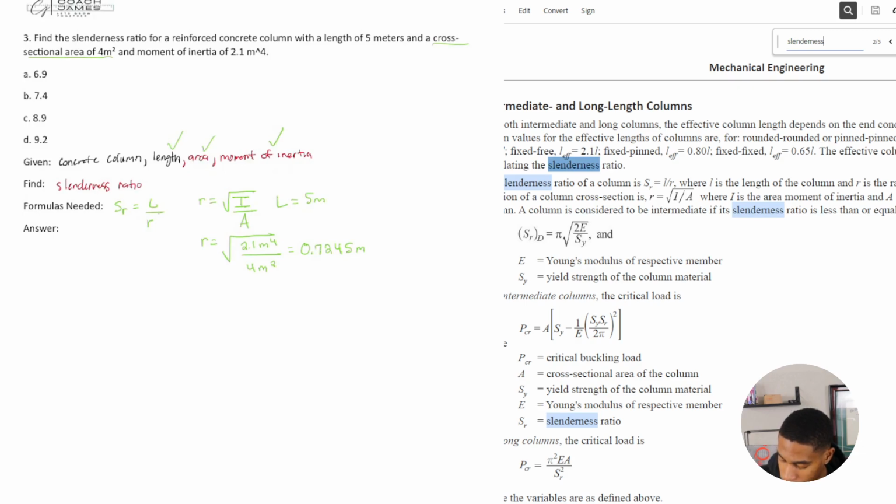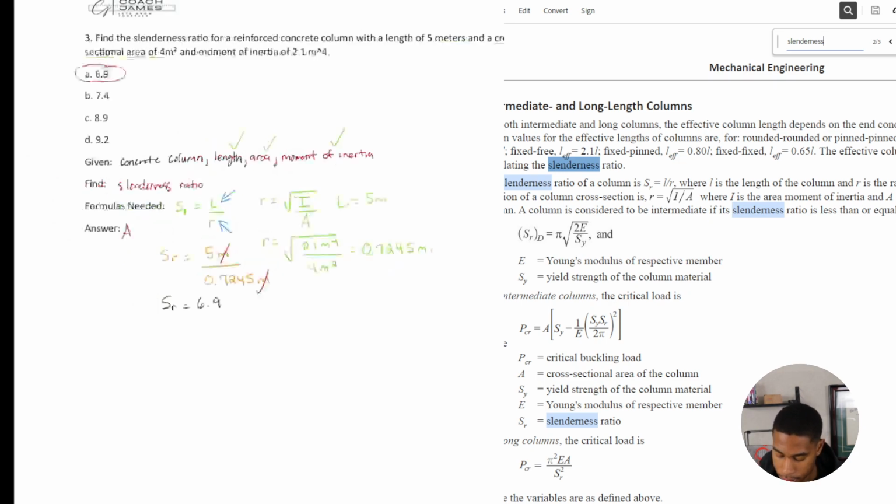So we have L, we have R, and now we just need the slenderness ratio, which is what this question is asking us to find. So SR is equal to L, which is 5 meters, divided by 0.7245 meters. Once these units cancel, that's why it gives us a ratio. SR is equal to, when I plug that in, I get 6.9, no meters, it's not 6.9. All right, so that is my answer. Answer is A.